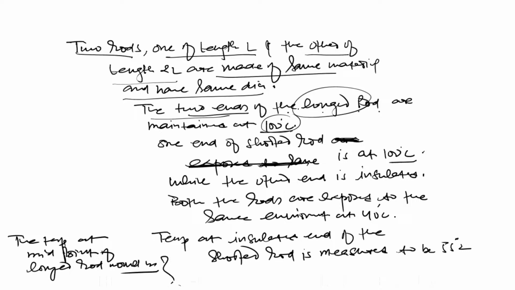The two ends of the longer rod are maintained at 100 degrees Celsius. One end of the shorter rod is maintained at 100 degrees Celsius while the other end is insulated. Both the rods are exposed to the same environment, T infinite of 40 degrees Celsius. The temperature at the insulated end of the rod is measured to be 55 degrees Celsius, then what is the temperature at the midpoint of the longer rod? That's the question. So the question is very simple.